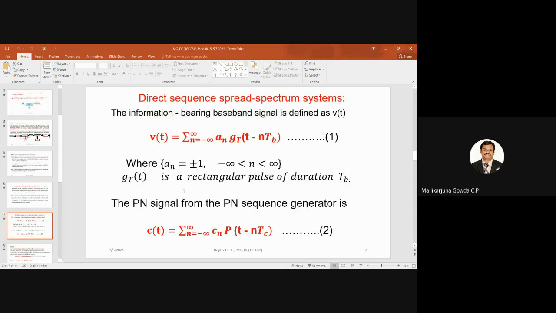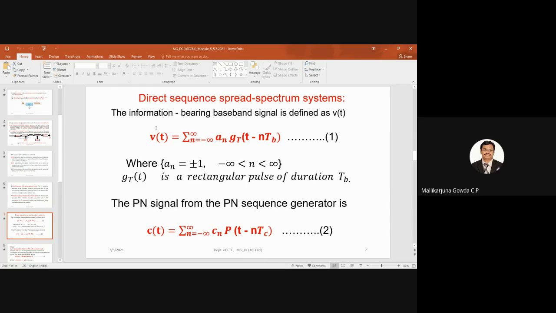Let us try to understand with mathematical equations how we spread the information signal over a wide bandwidth, and then we modulate and transmit, and it provides secure communication. To understand that, first we need to express how we represent the information bearing baseband signal. So the information bearing baseband signal means what?